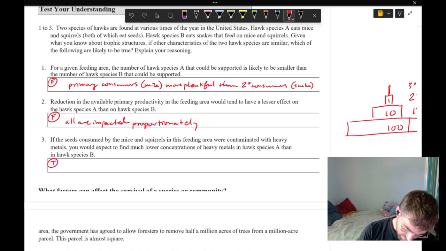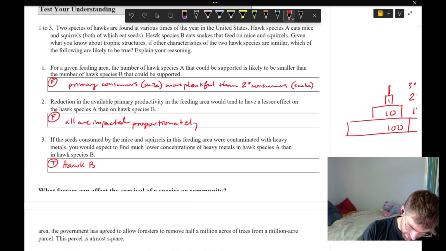You'll find much lower concentrations of heavy metals in hawk species A than in hawk species B. Hawk A would need to eat 10 grams of mice and squirrels for every gram of hawk mass added, and hawk B would have to eat 10 grams of snake that ate 100 grams of mice and squirrels for every gram of hawk mass added. And as a result, heavy metals, which are not metabolized but accumulate through the food chain, would be found in much higher concentrations in hawk species B.